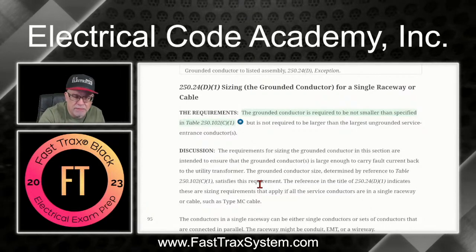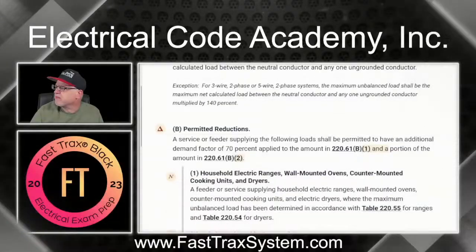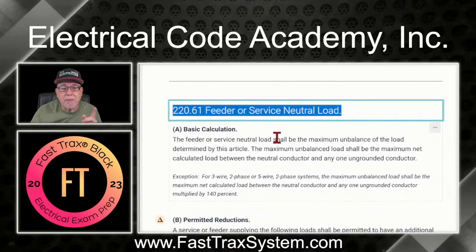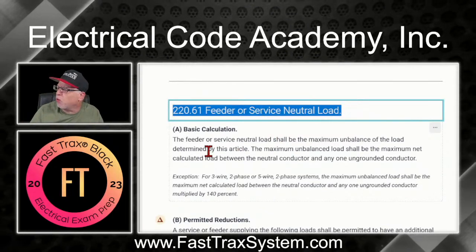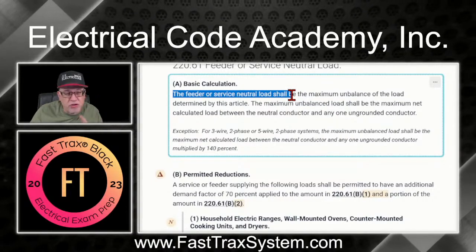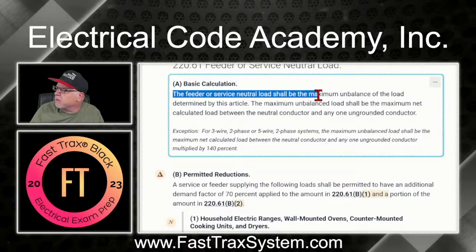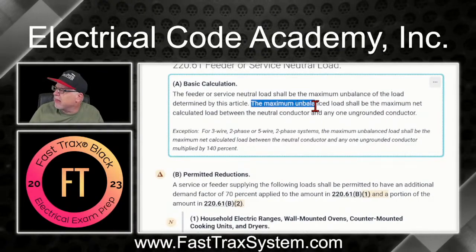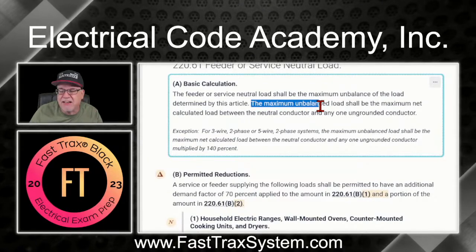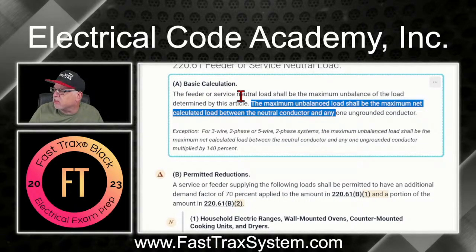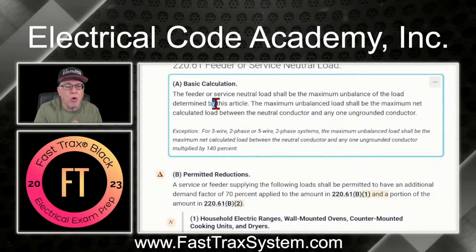Where does it say that? Well, we kind of got to go look at the code. And right here is where it tells me, right here in 220.61, which I'll remind you is, again, part 3 of Article 220, it says the feeder or service neutral load shall be, it's mandatory language, shall be the maximum unbalance of the load determined by this article, 220 being the article. The maximum unbalanced load shall be the maximum net calculated load between the neutral conductor and any one ungrounded conductor. Okay, so we're going to do a load calculation. We're going to determine it.